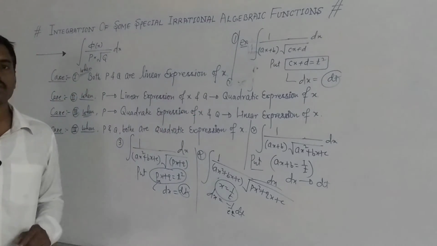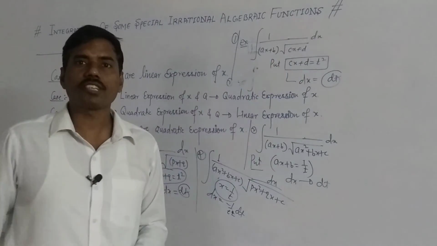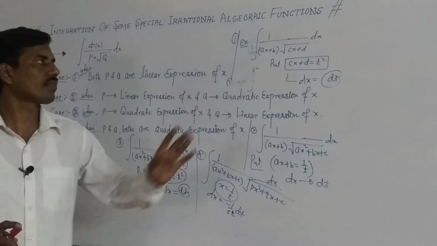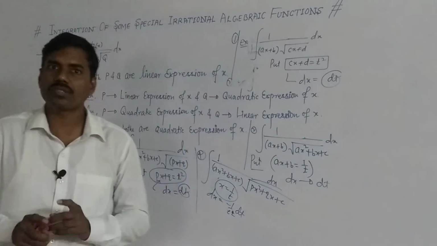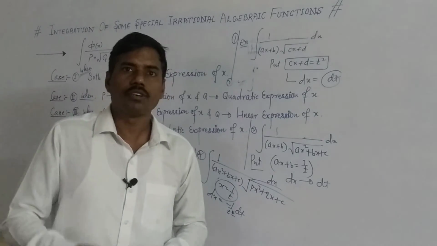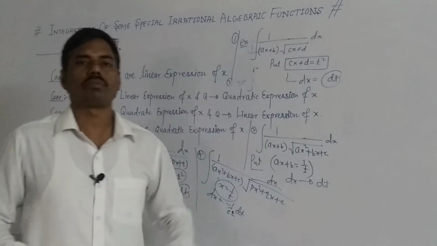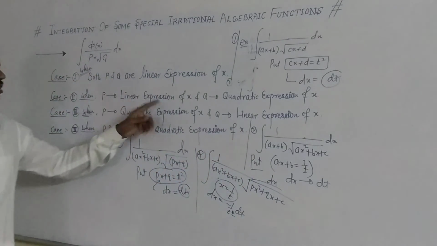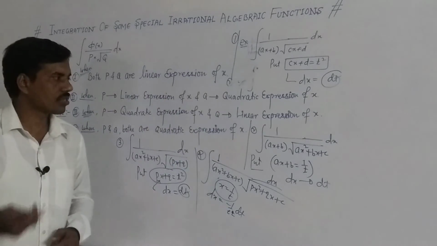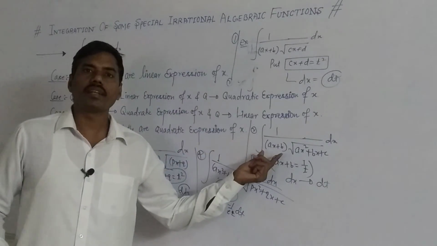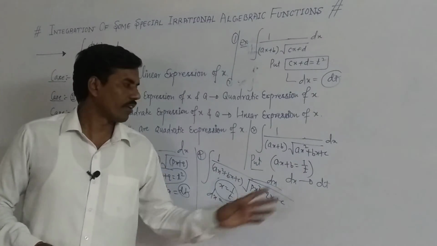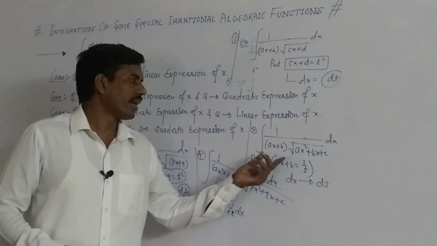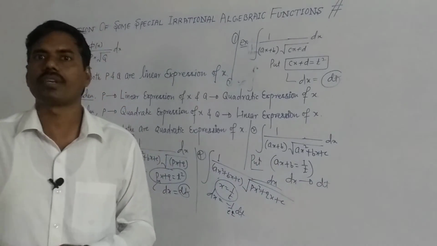Okay, for the first case we have to put cx plus d, which is q, equal to t square, and then we change the functions which are in x in the form of t. For that we have to convert dx in the form of dt. In case 2, when p is a linear expression of x and q is a quadratic expression of x, we have to put the linear expression equal to 1 by t, and after taking the derivative of both sides we get dx in the form of dt, and all the functions which are in x are converted into t.